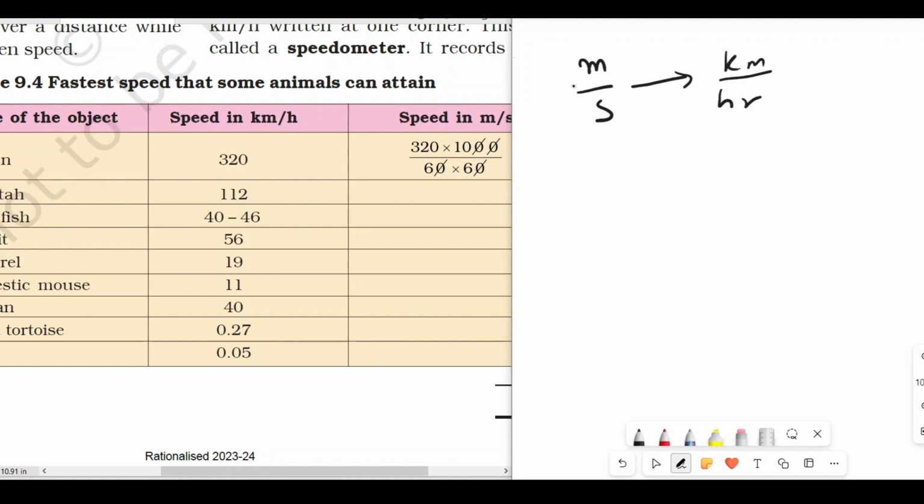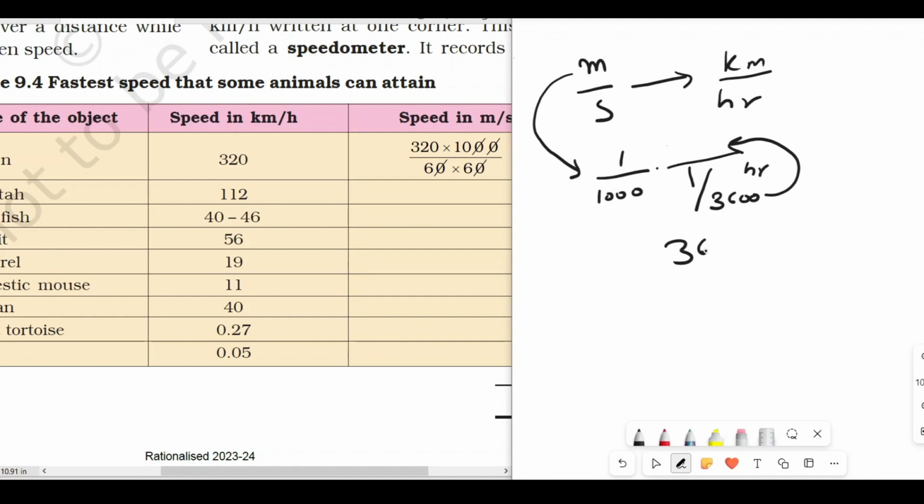So what you would do here is you would do the same thing. 1 meter is equal to 1 upon 1000 kilometers, and 1 second is equal to 1 divided by 3600 hours. Okay, and you take it to the numerator. So what do you get? 3600 upon 1000, which is equal to 18 upon 5.